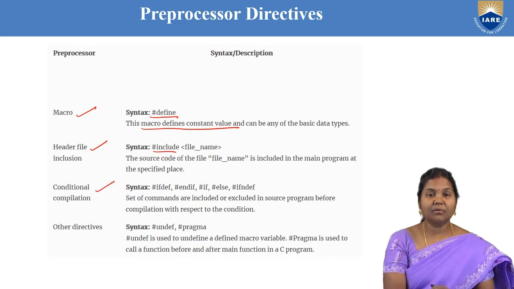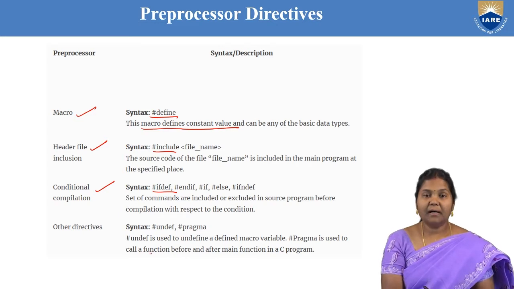Then the third one is conditional compilation. For that, there are certain preprocessor directives called hash ifdef, hash endif, hash if, hash else, and hash ifndef. So, certain parts of the code are included and compiled based on conditions. Those are called conditional compilation directives.